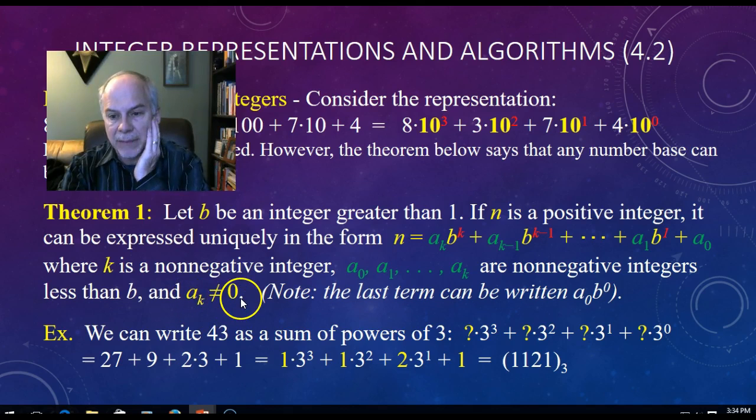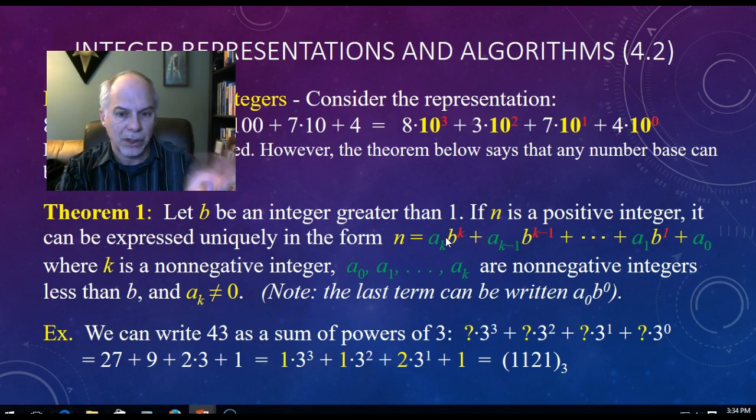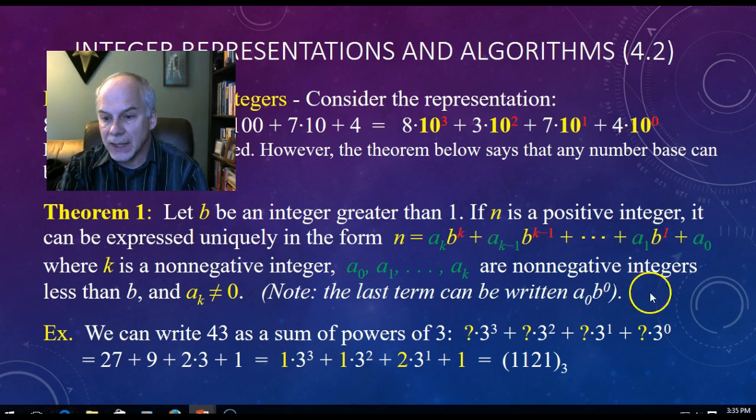And I have a comment here, a sub k cannot be 0. So if you had a sub k being 0, then that first term would be 0, so you wouldn't even write that first term. So anyway, the last term can be written as a 0 b to the 0, like I was saying here. You could write it as a 0 b to the 0, and it would be the same thing.